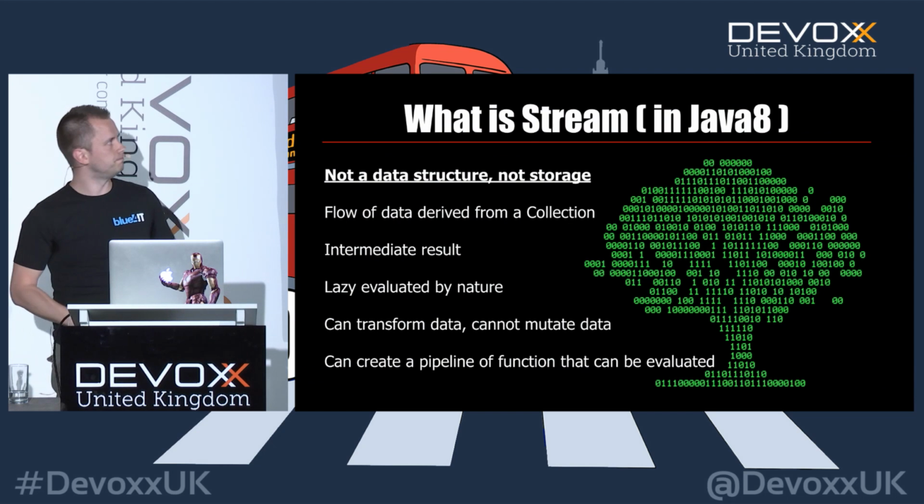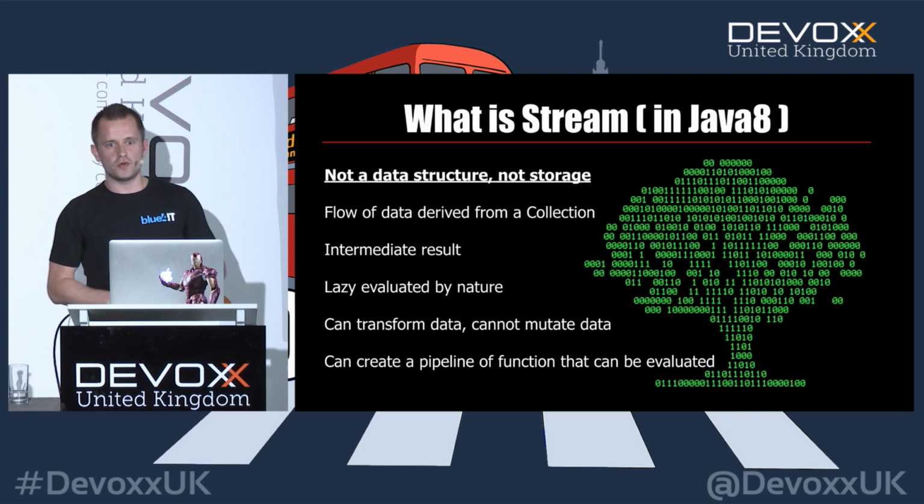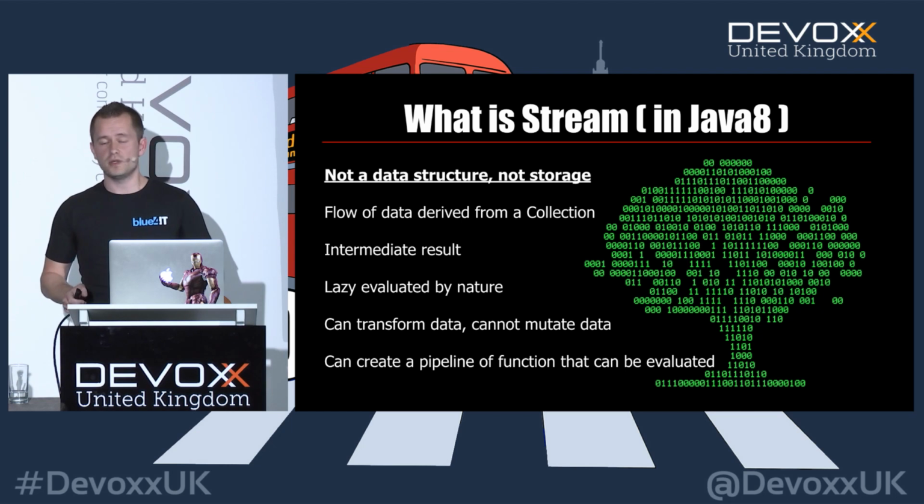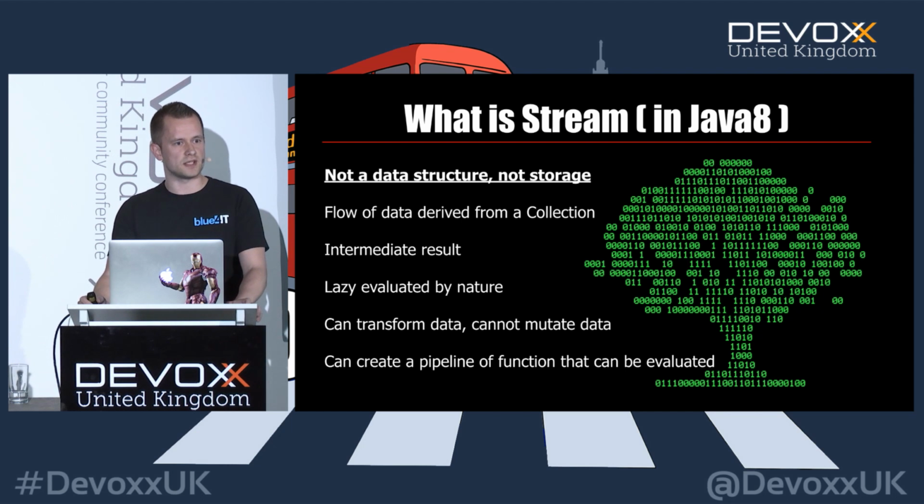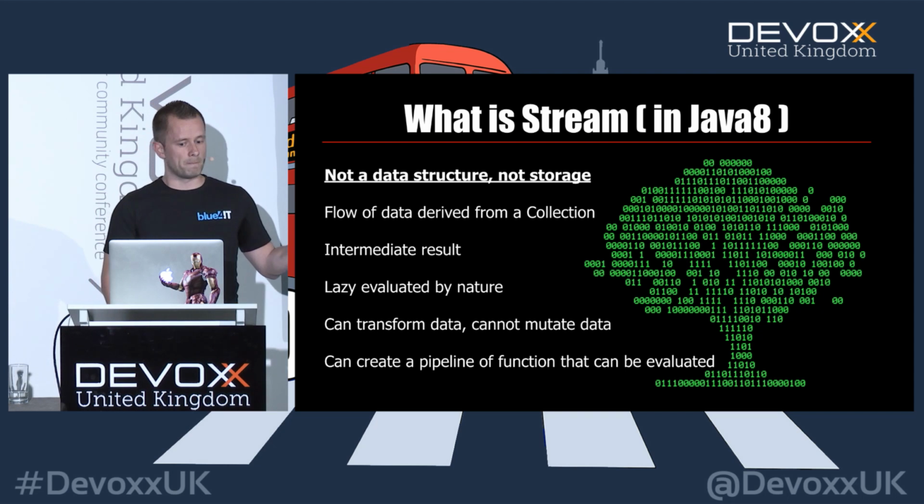But what is a stream? First of all, what is it not? A stream is not a data structure. And I repeat that it's not a data structure because it's very important. People tend to use streams as data structures. It's a derivation of a data structure. A stream is something that is derived from, say, a collection.